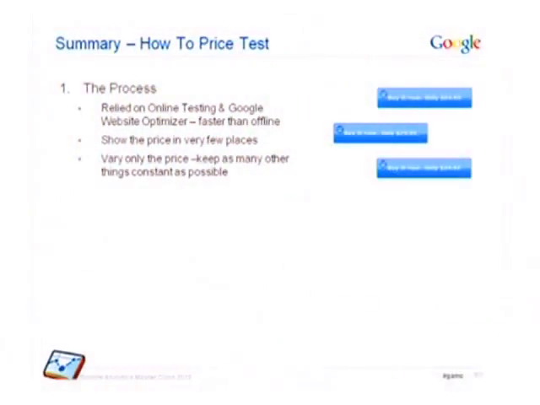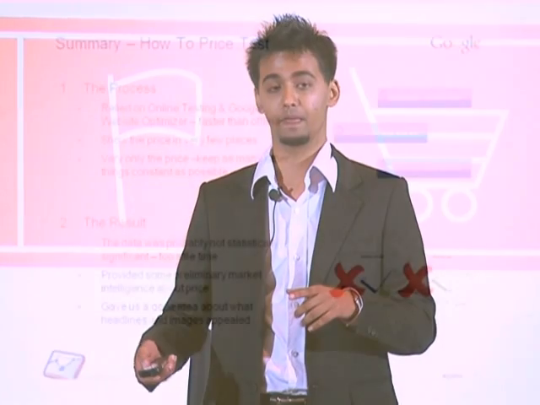So, to summarize, I promised I'd be quick. The process of this was that we recommended that they use online testing and Google Website Optimizer because we can get that data and we can do it quick. We showed the price in very few places to keep the noise as minimal. And the results were as follows. We got a nice conversion rate bump.